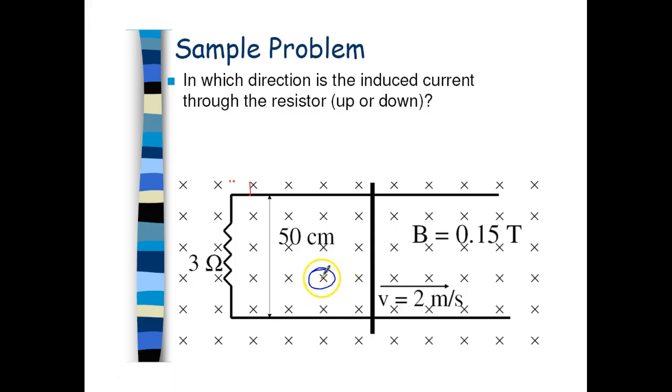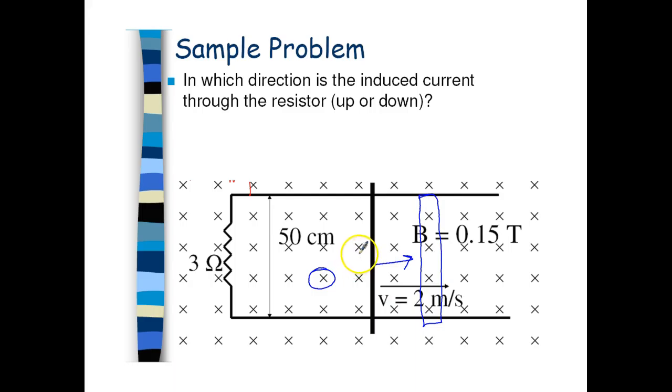If I put my thumb into the page and this wire is moving this way, we'll notice that the magnetic field is getting bigger. So here, I know the area is getting bigger, but our magnetic field is also going to be getting bigger because there's going to be more of these X's on the inside. So when this bar moves over here, you'll notice I've got a whole other row of X's.